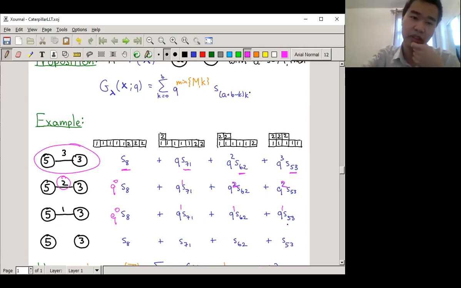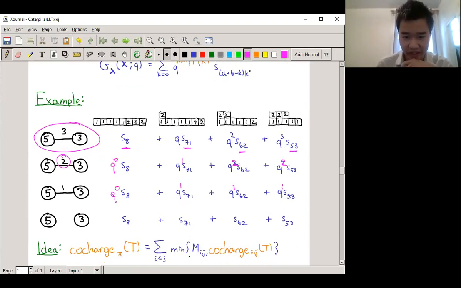And it made me think that maybe what I should do is, for each edge, for each i and j, I want to think about some sort of co-charge that tells me the contribution of having j's above i's in the tableau. And then what I want to do is take some sort of minimum between that quantity and the weight of the edge between i and j.